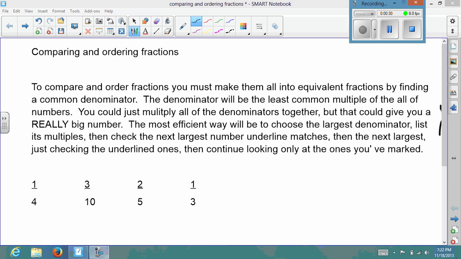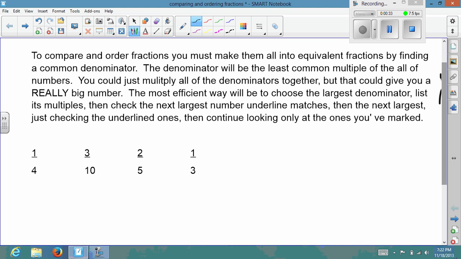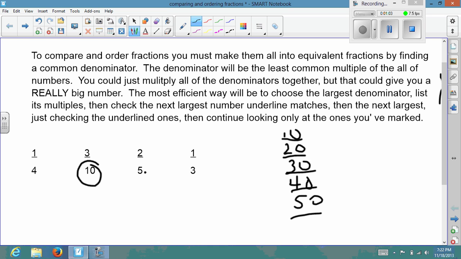So if I wanted to compare and order these fractions, 1/4, 3/10, 2/5, 1/3, the largest denominator is 10. So I'm going to list the multiples of 10. 10, 20, 30, 40, 50, and so forth. The next number is 5. And I know that 5 divides into all of these numbers. 5 goes into 10, 5 divides into 20, 5 divides into 30, and so forth. So all of these numbers are divisible by 10 and 5.